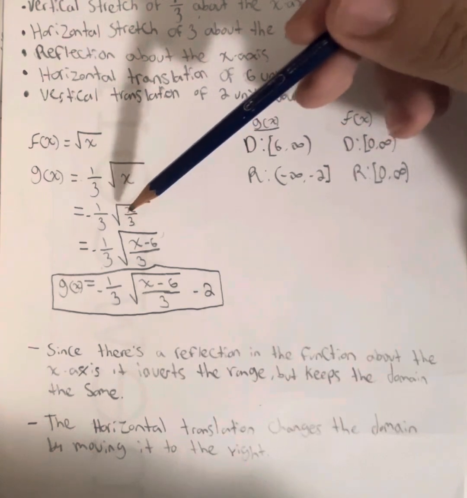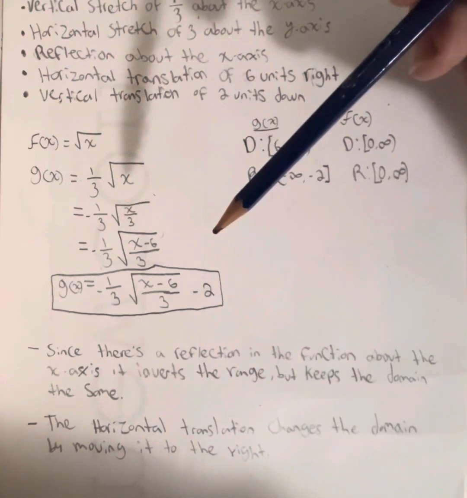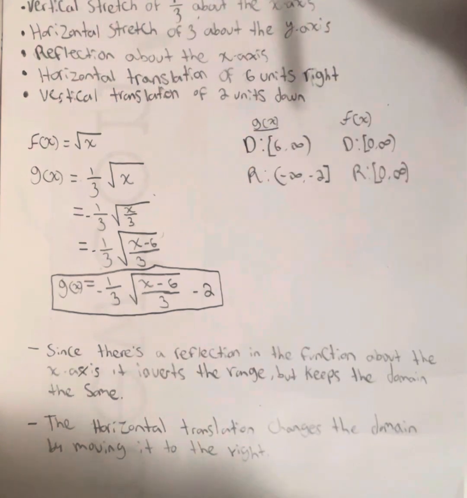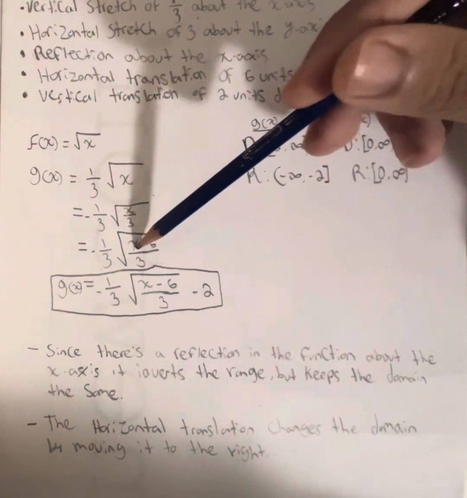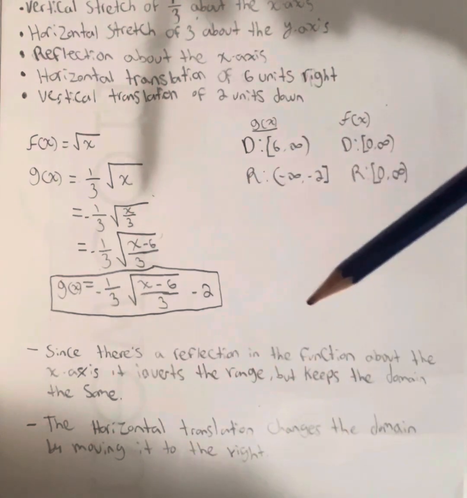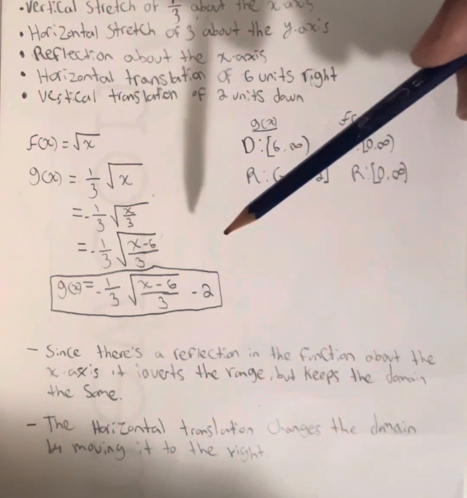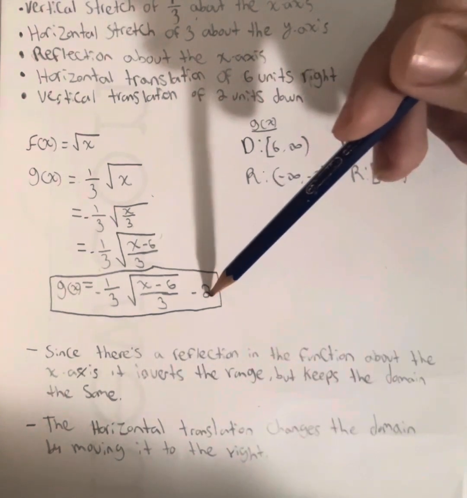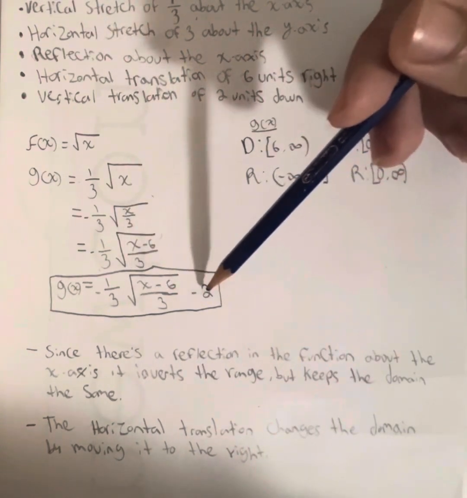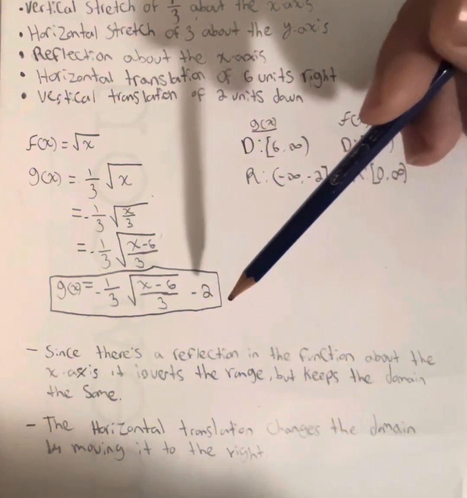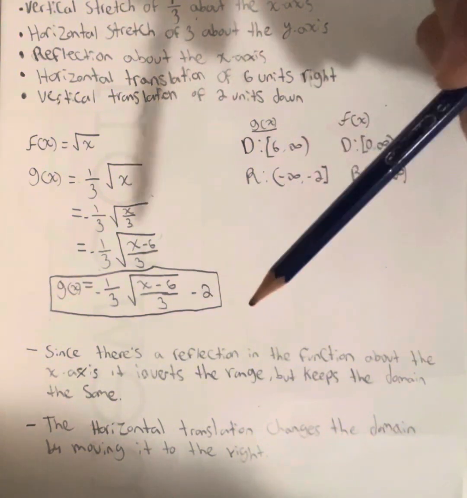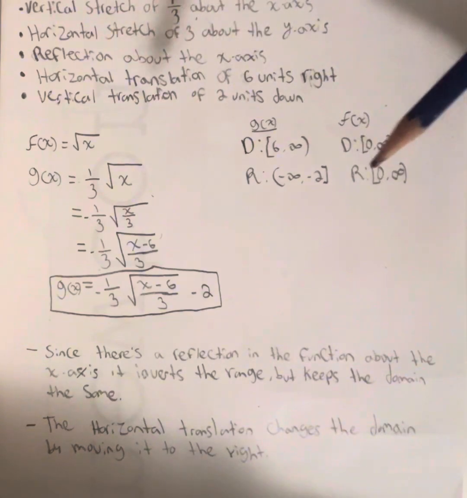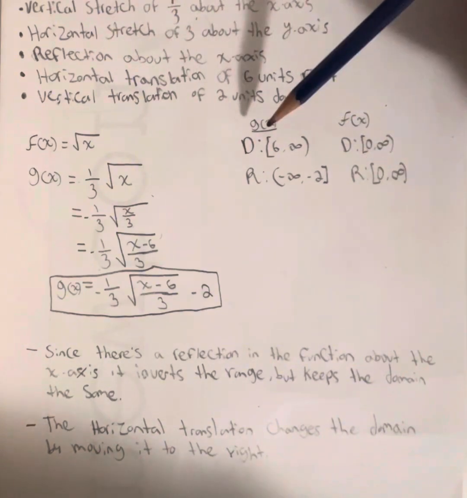So here we have x/3, since it is a horizontal stretch. We have a horizontal stretch of 3 about the y-axis. Here we have x minus 6, since we have a horizontal translation of 6 units to the right. And here at the very end of the function, we have -2, which is a vertical translation of 2 units down.